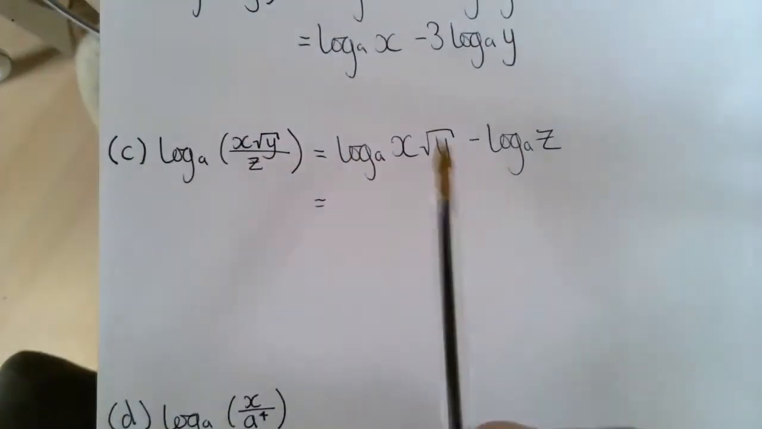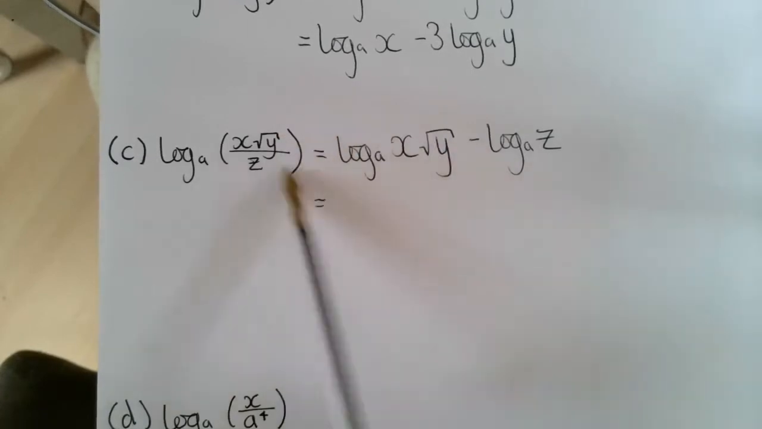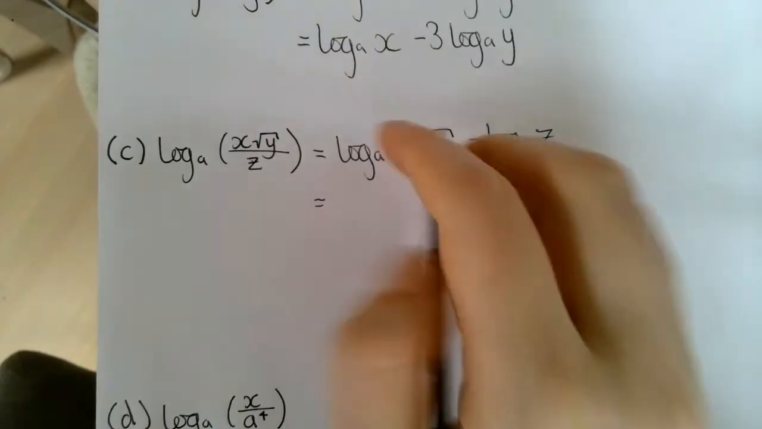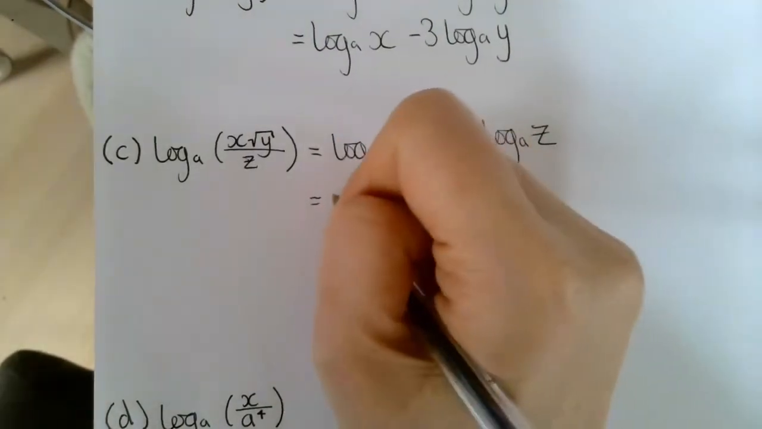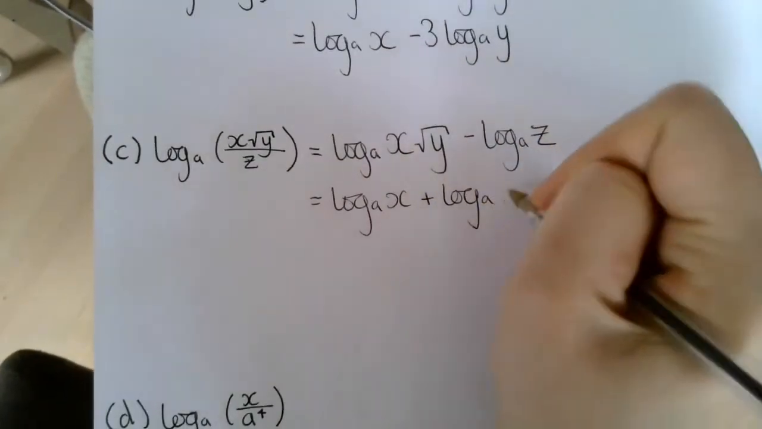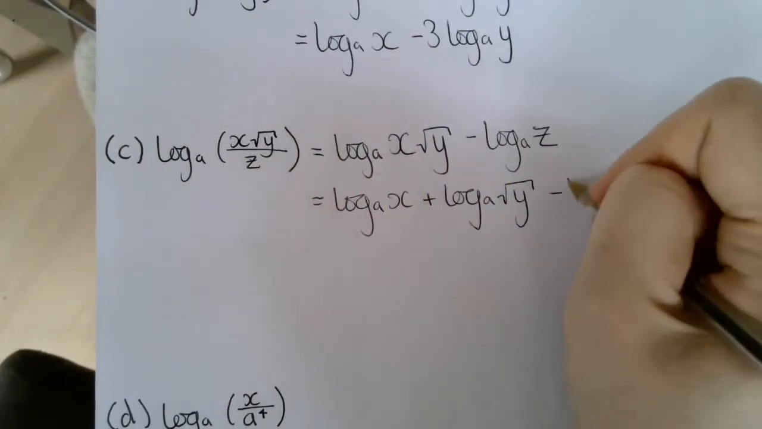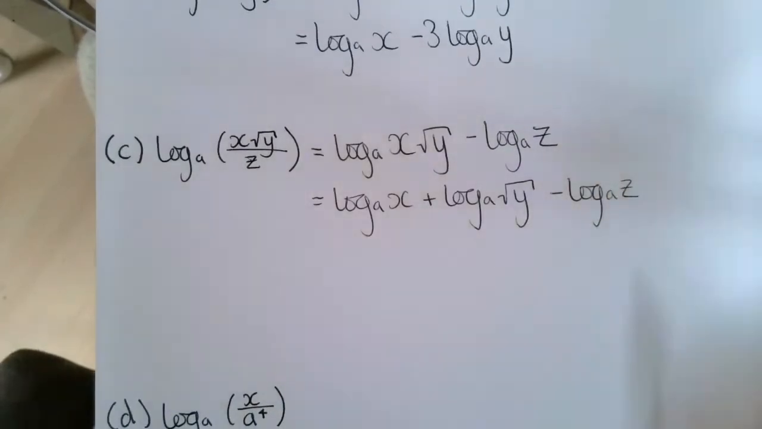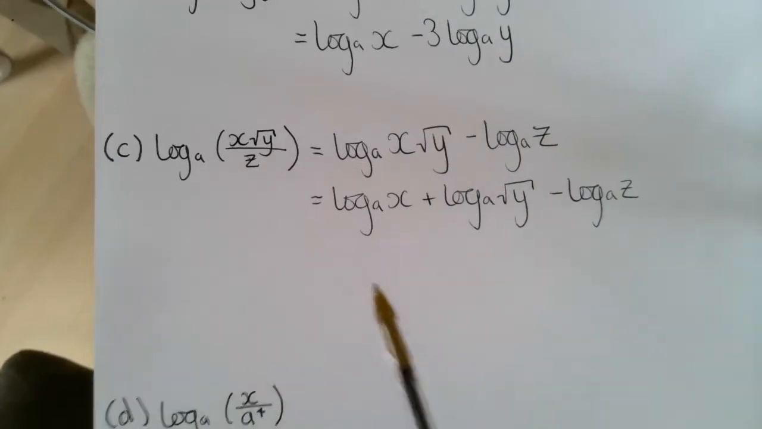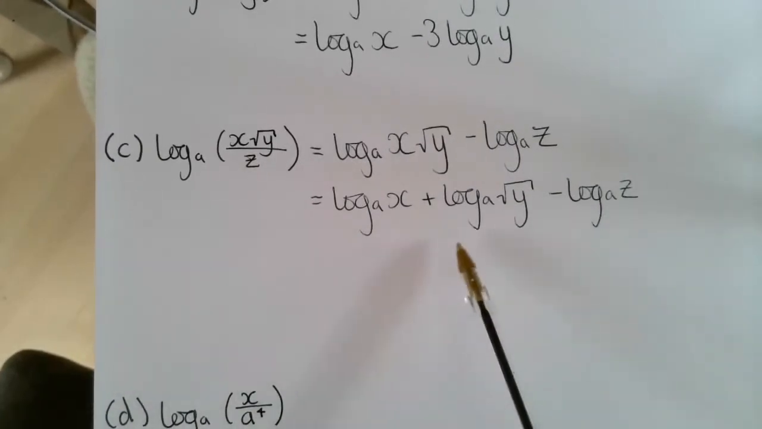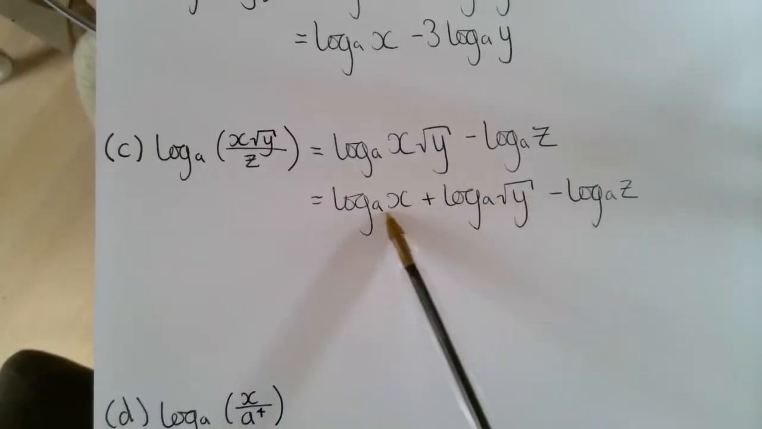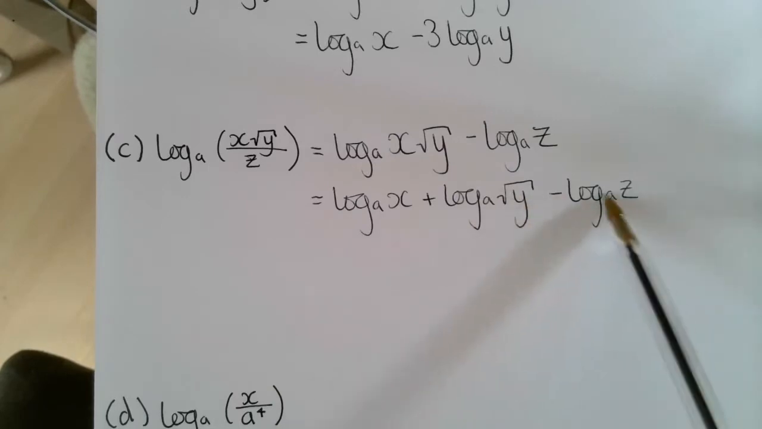Then you can see with this logarithm here, we've applied the multiplication rule because we've got x multiplied by root y. So I'm going to rewrite that logarithm there as log a x plus log a root y, and then subtract log a z. Now the question asks us to write our answers in terms of log a x, log a y, and log a z. We've currently got it in terms of log a x, log a root y, and log a z.